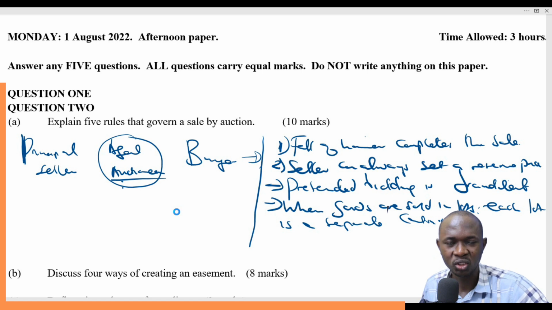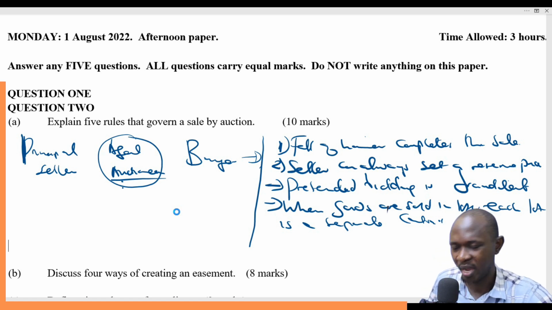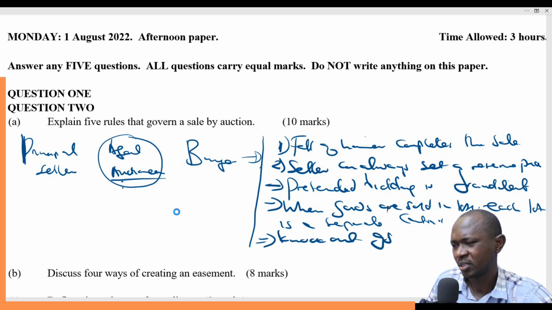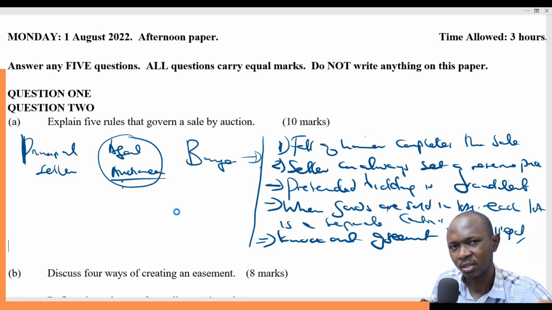So they will be bid as a bunch, and they'll also be paid for as a bunch. Then the other rule is that knockout agreement is not illegal, which means it's allowed. This is where one person comes with a good price, which is within the expectation of the auctioneer, and he just takes the item or the commodity off the market. So it is not illegal. That means that it is allowed, it is okay.